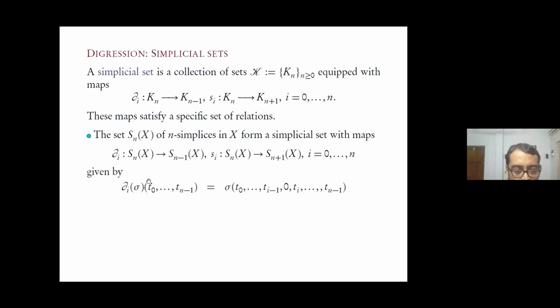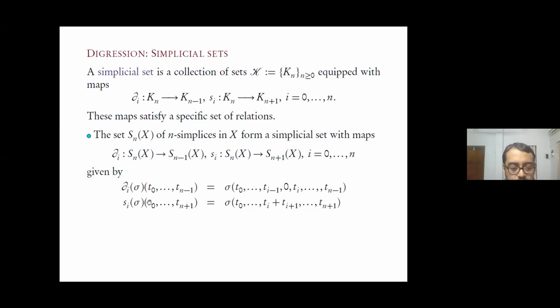And what should it be? You think of including this n minus 1 simplex as the ith face, which means the ith coordinate has to be 0, and the rest are the same old coordinates. And then it's sigma of that. So it's essentially the restriction of sigma to the ith face. Similarly, si of sigma is going to be taking an n plus 1 simplex to X. You basically do some sort of a degeneration, which in the case of a triangle, a 2 simplex, means you can project it onto one of the two sides.